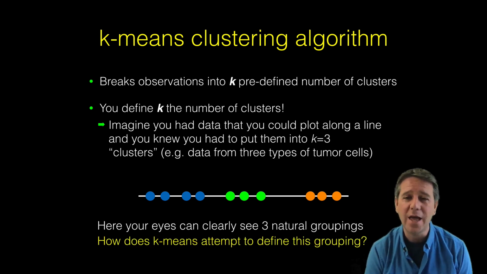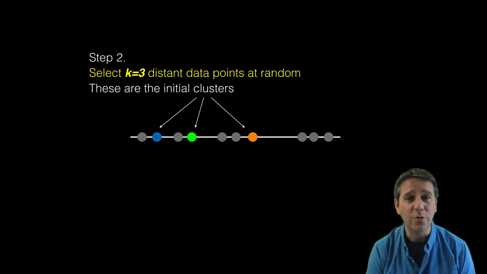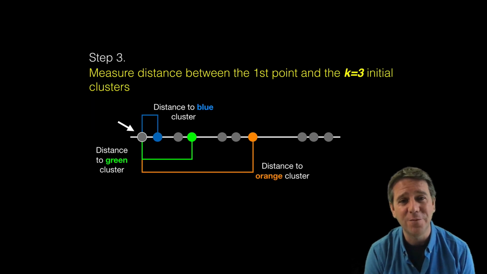So how does Kmeans attempt to define this grouping? Let's look at the steps as we go through. The first step is you tell Kmeans the number of clusters. You tell it k. We say k equals 3. So we pick, or Kmeans picks, 3 distant data points at random and uses these as the initial clusters here. And again, I'm showing these with 3 distinct colors here on the graphic behind me.